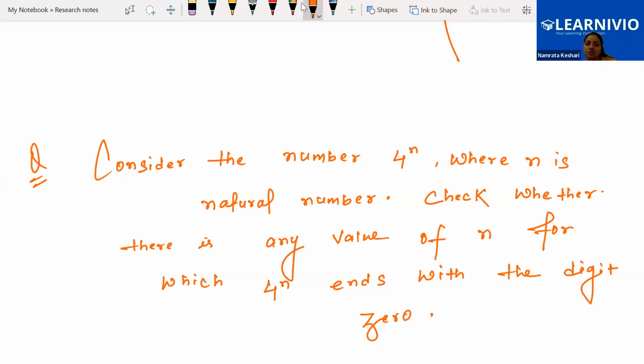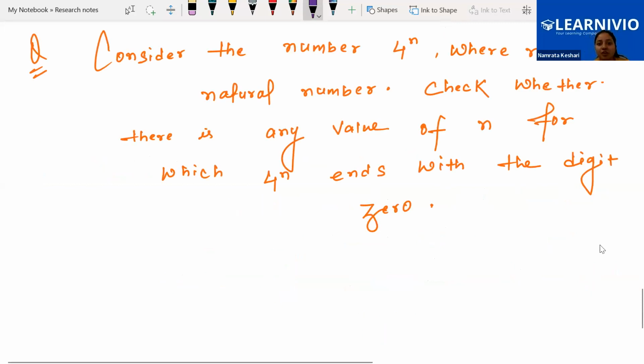Let's see what the question says. We have learned very basic concepts so far, but all of a sudden how this question? Consider the number 4 to the power n, where n is just a natural number. That means it can be 4 to the power 1, 4 to the power 2, 4 to the power 3, 4 to the power any natural number. N is just a natural number. Check whether there is any value of n.